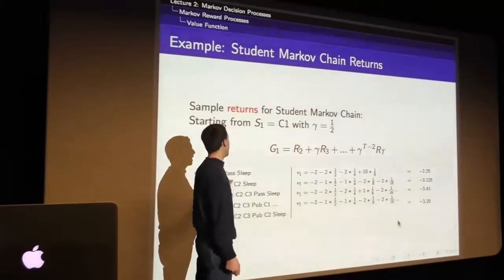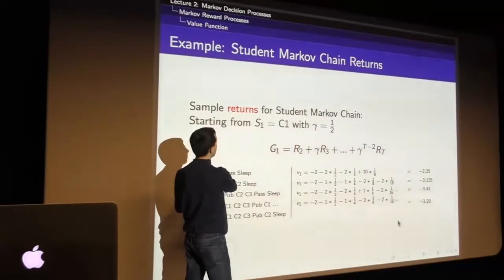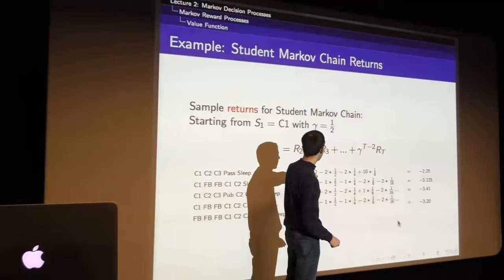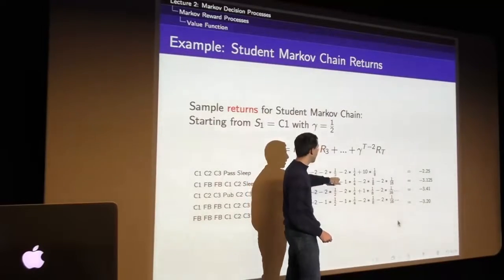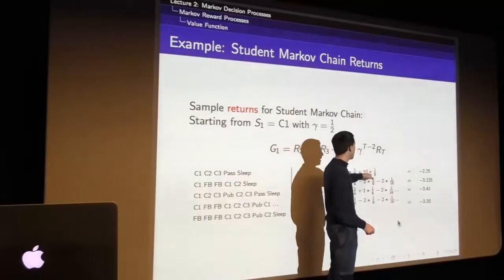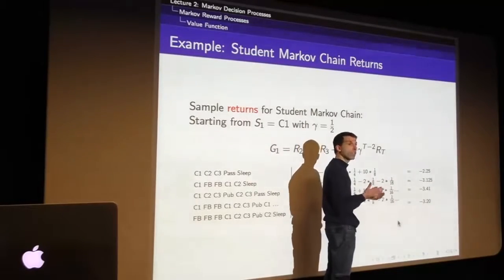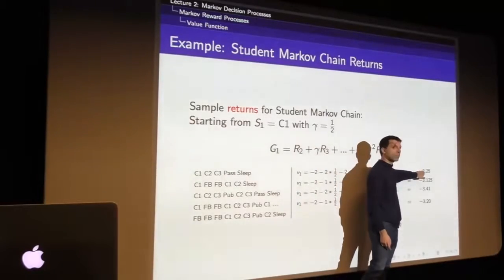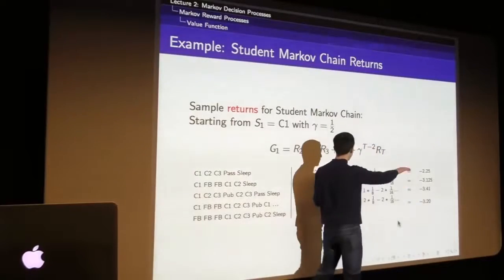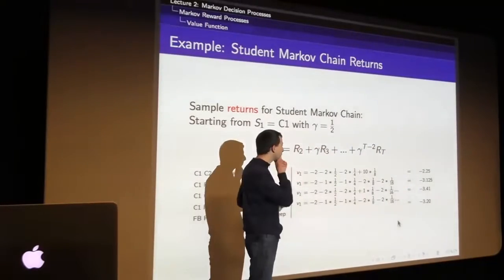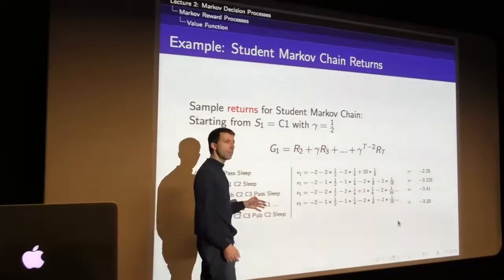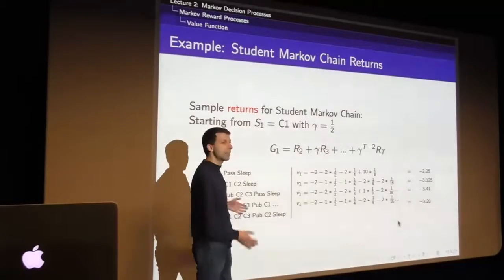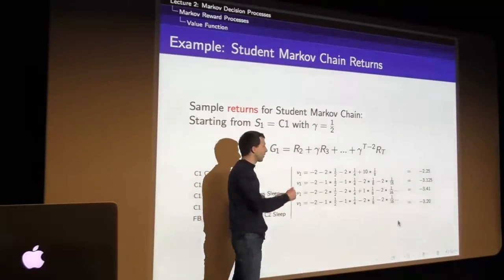Now if we look at the value of these, these are basically the returns here. You get -2 at the first step, -2 discounted by a half, -2 discounted by a quarter, and then at the end you get this +10 reward for finishing all 3 classes, and that's discounted by an eighth. If you sum those all together, you get -2.25. So that's one sample of the return. This one should say G1. And now we've got 4 different samples here, from the first 4 different sample sequences through this Markov reward process.